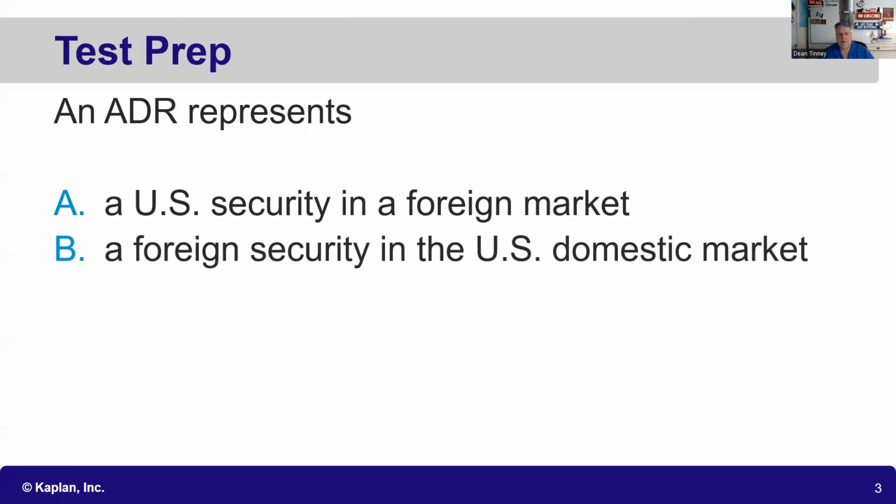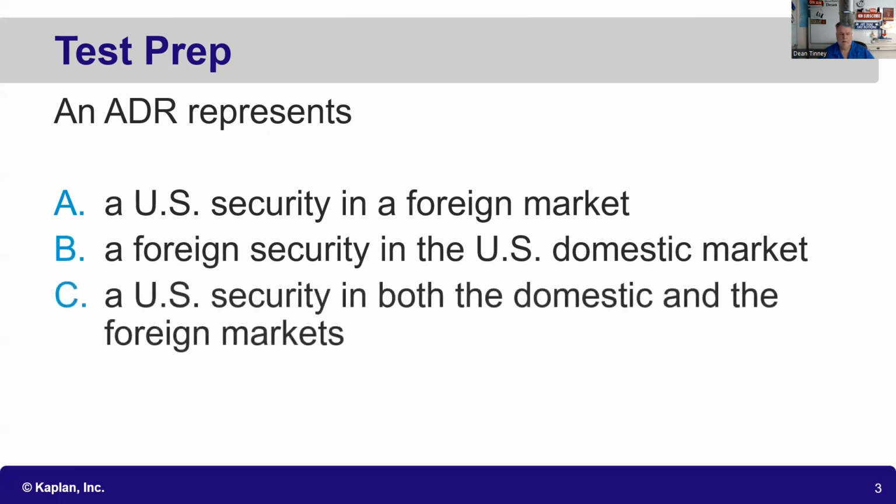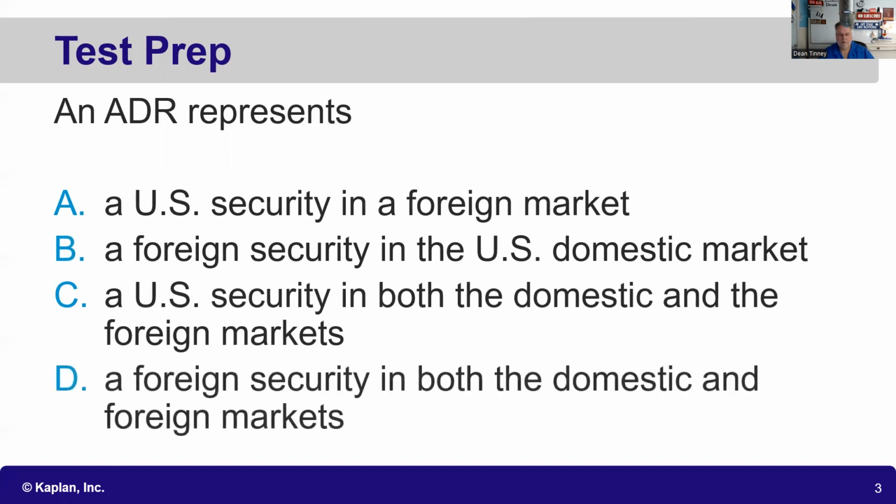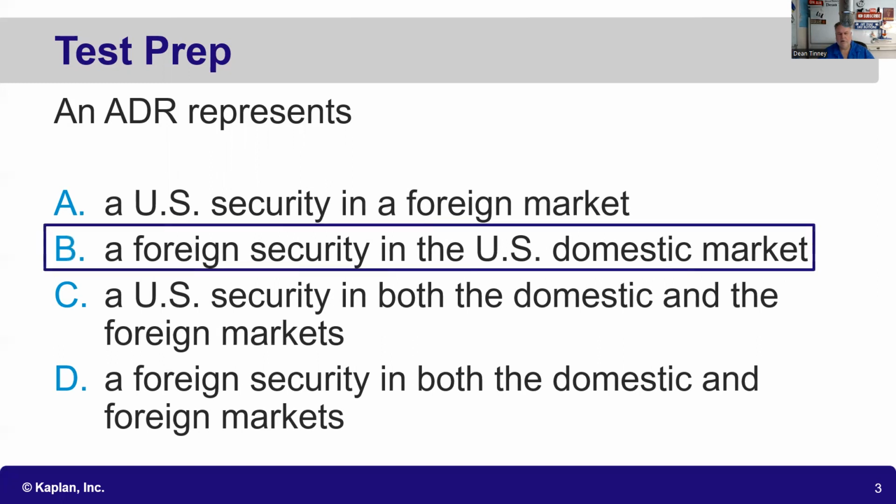I kind of like that one. Let's see what else we have available. A US security in both the domestic and the foreign markets? No. A foreign security in both domestic and foreign markets? No. It's a foreign security in our US domestic market. The one I always use in my lectures is Telefonos de Mexico, but whether it's Samsung, the Korean company, or Toyota, Japanese, or Nestle, you can get those foreign securities in the form of an American depository receipt.